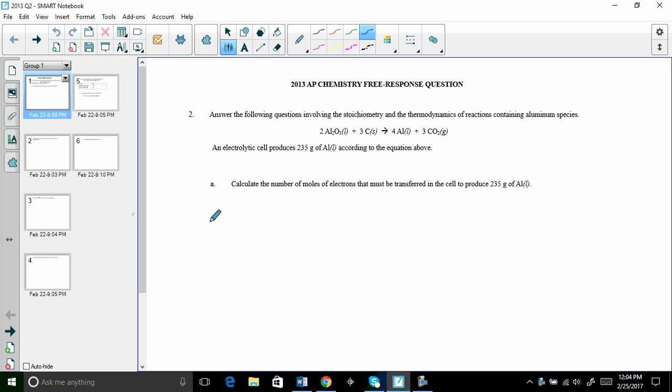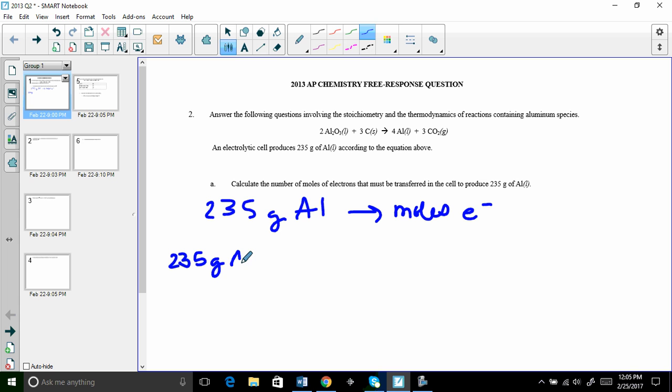So basically on this one, we're just going to go from 235 grams of aluminum metal to moles of electrons. So I would just go 235 grams of aluminum. The mole is the most important concept in all of chemistry. So I go to the periodic table, and I have 26.98 grams of aluminum in 1 mole of aluminum.